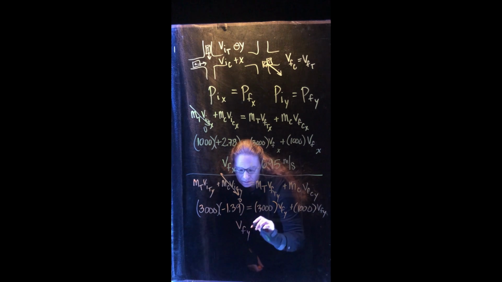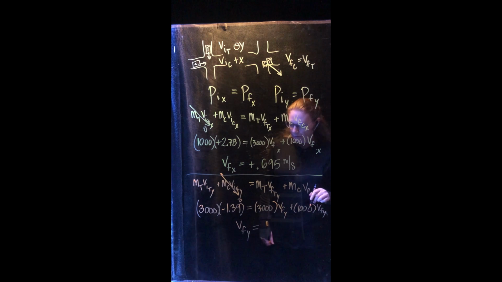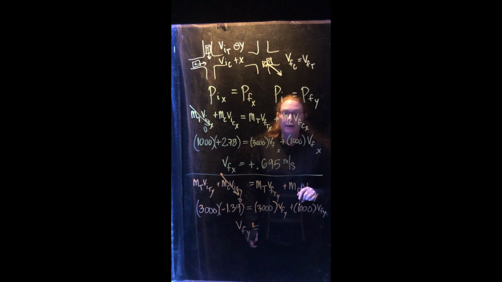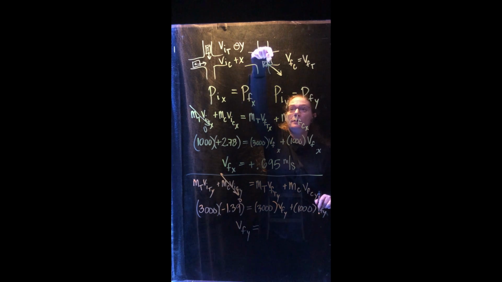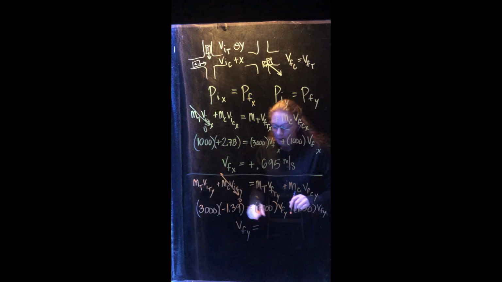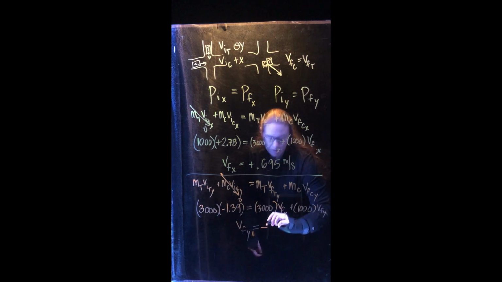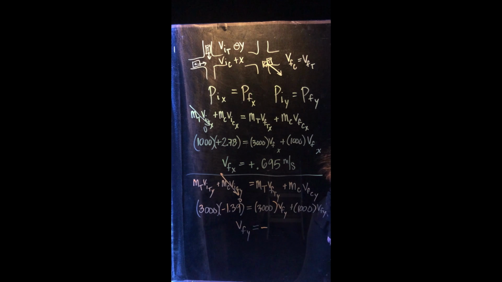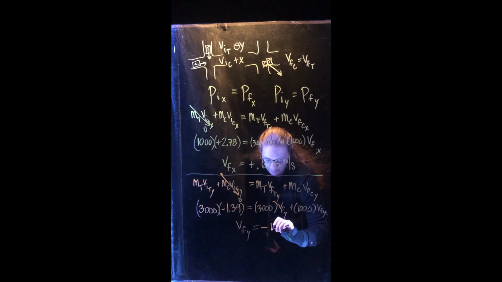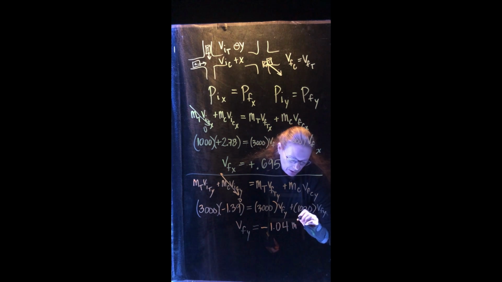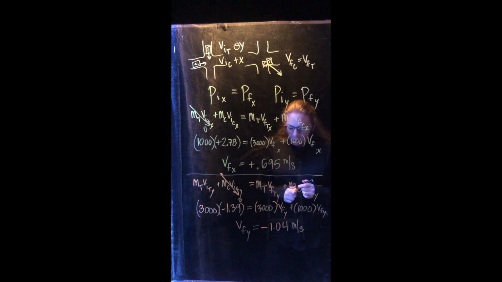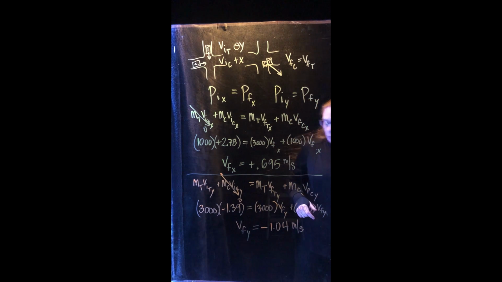Solve that. Get your calculator, solve that one, see what you get. You'd better get a negative, because we know this thing's going downward. So, negative something, and what do we get? I get negative 1.04 meters per second. All right, I have two answers.